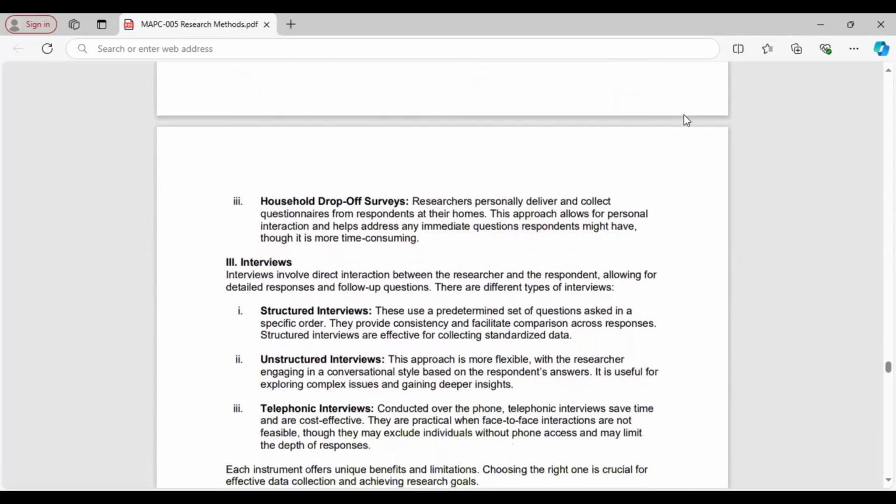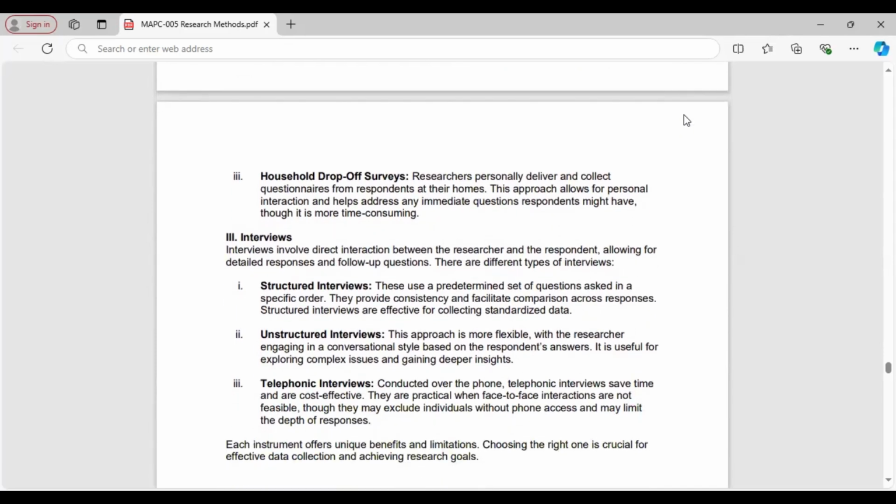And the third type, interviews. Interviews involve direct interaction between the researcher and the respondents, allowing for detailed responses. The various types of interviews include structured interviews, where a predetermined set of questions is asked in a specific order. This provides consistency for standardized data collection. Unstructured interviews: this flexible approach allows for conversational engagement and is useful for exploring complex issues and gaining deeper insights.